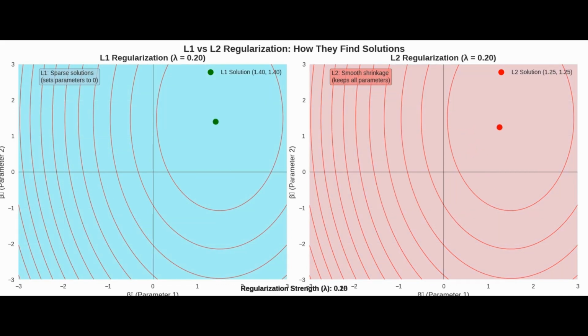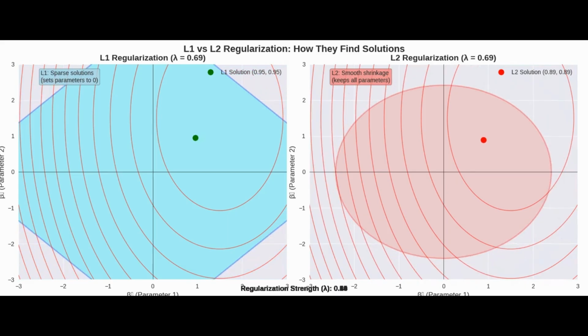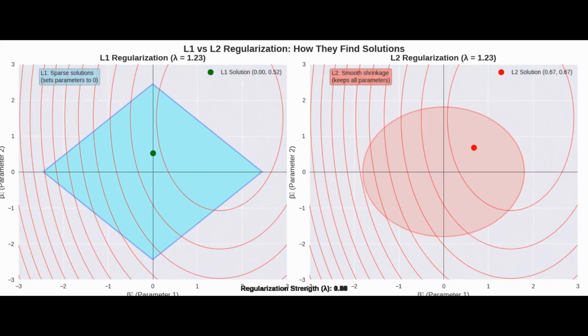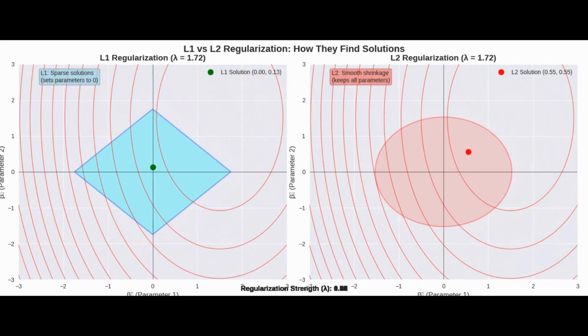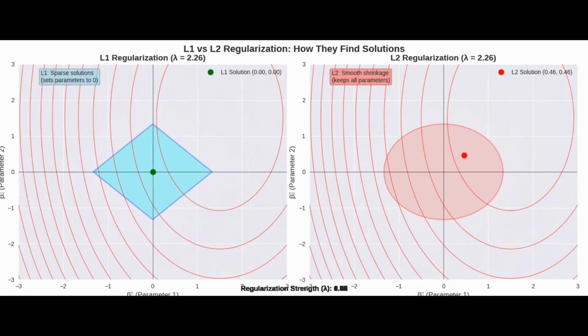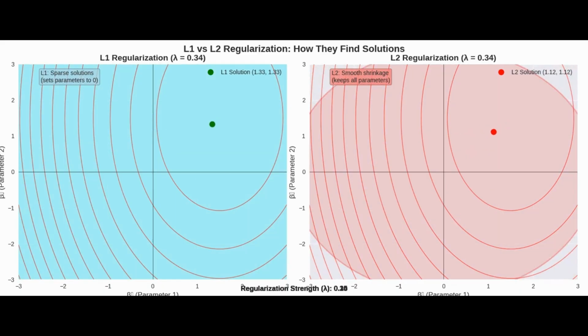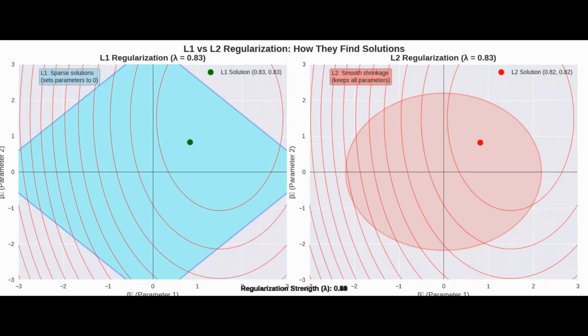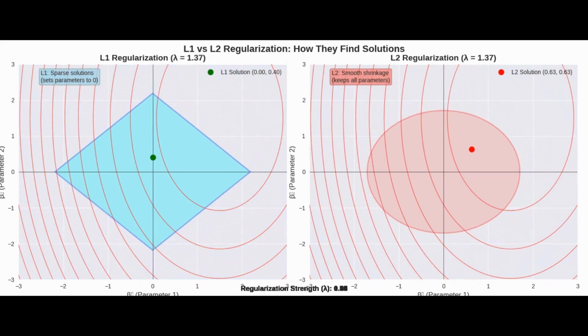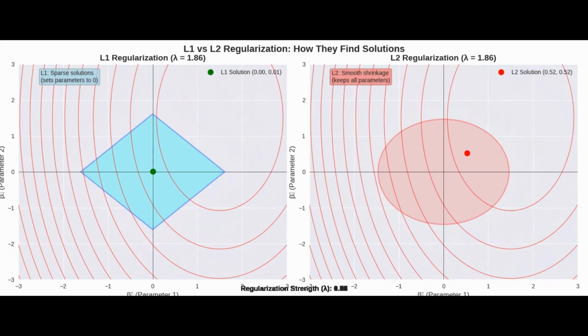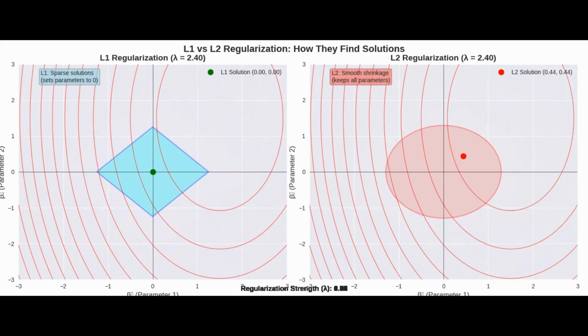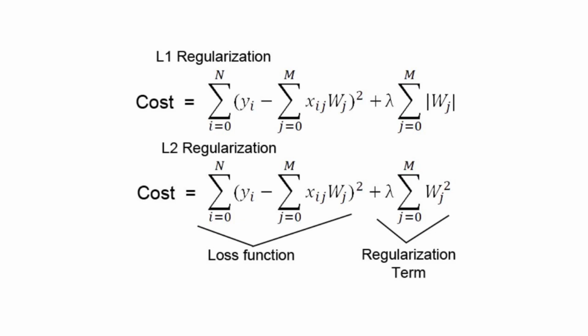The circle means it's smooth with no sharp edges. So when your model finds the best solution on the circle, it rarely lands exactly on the axis. This means both parameters stay active but get shrunk down proportionally, which is smooth. So L2 keeps all the features but makes them smaller and less extreme. Now if you look at these formulas, it will make sense to you.